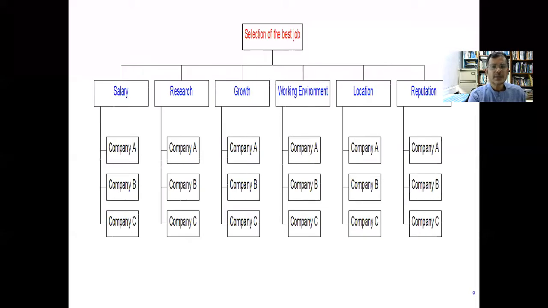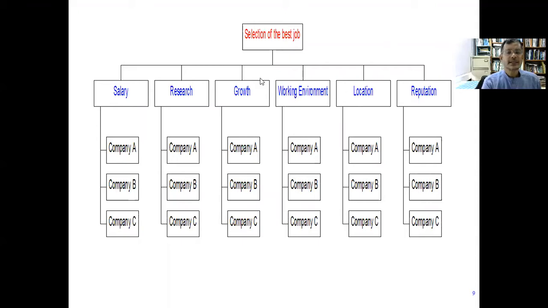So this is the AHP hierarchy. The goal is selection of the best job, and the six criteria are salary, research, growth, working environment, location, reputation, and these are the three companies. So we will be using Superdecision software to compute priorities of the criteria, and then the local priorities of the alternatives with respect to one criterion at a time, and finally to synthesize all the weights to determine the global weights or the overall weights of these three jobs or the three alternatives.